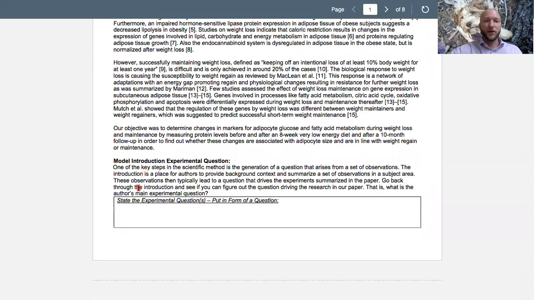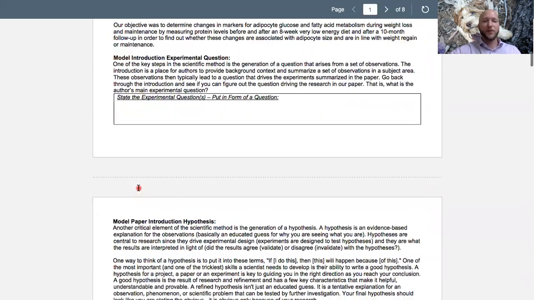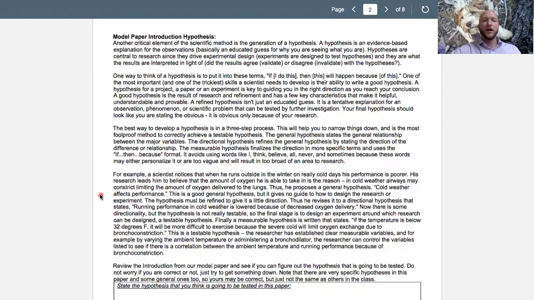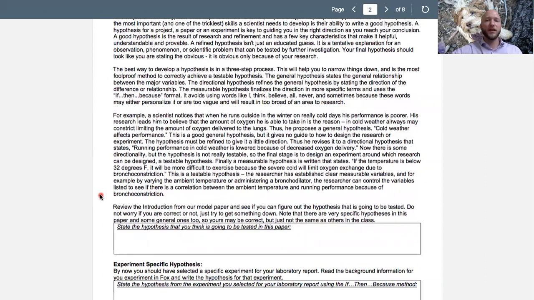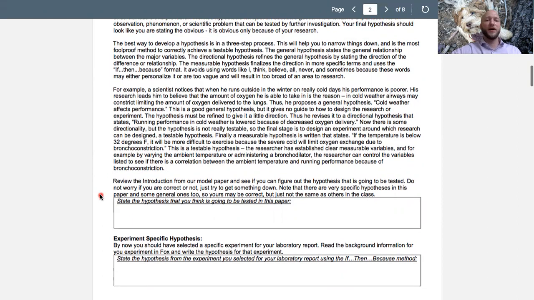All right, if you have any questions on the experimental question or hypotheses, please let me know. Do a good job on your hypotheses for your experiment in this assignment, because for your lab report, you need to have a good hypothesis, and I'll be checking all of your hypotheses when I grade these, and I'll let you know if your hypothesis could be improved upon.